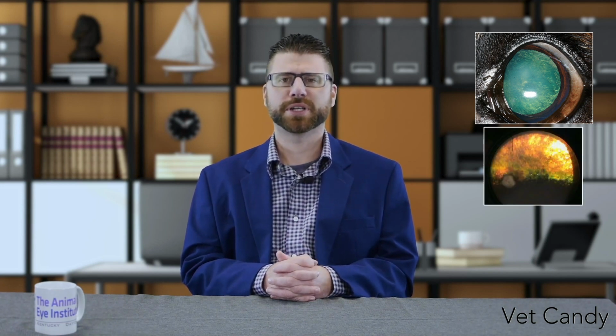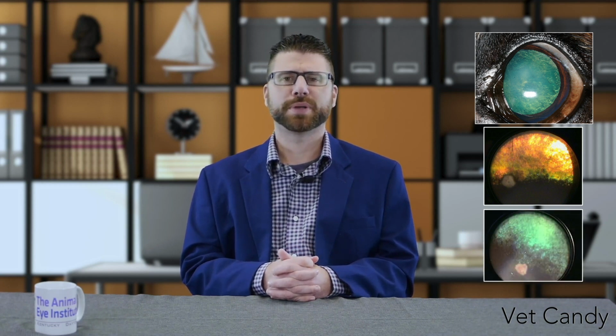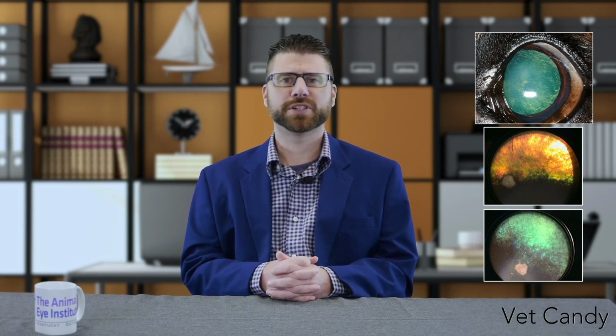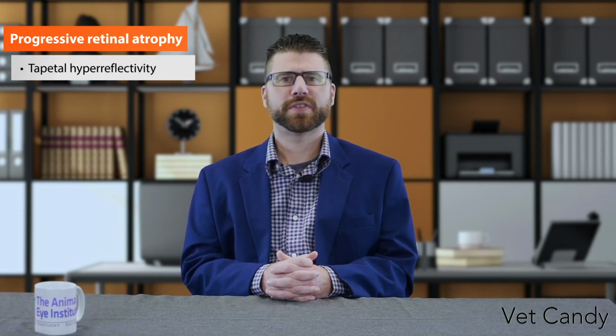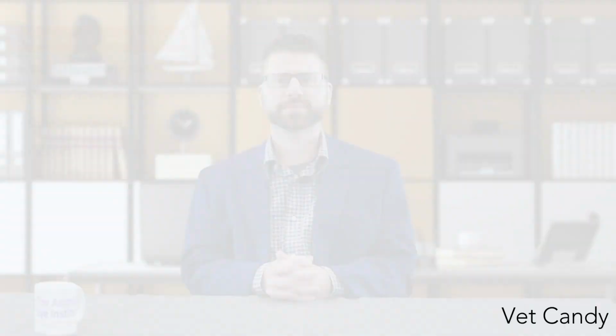On this second picture here, this is a dog with diffuse tapetal hyperreflectivity, vascular attenuation, and optic nerve pallor. And in the third picture, there's diffuse tapetal hyperreflectivity, vascular attenuation, and optic nerve pallor, all consistent with progressive retinal atrophy. Clinical abnormalities that we see with progressive retinal atrophy include tapetal hyperreflectivity, vascular attenuation, optic nerve pallor, and then plus or minus cataracts. We see subretinal petechiae quite commonly in dogs of any age.